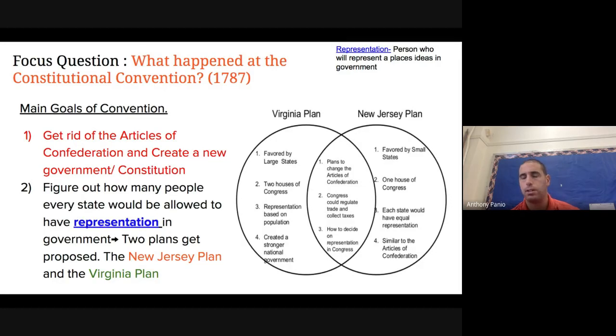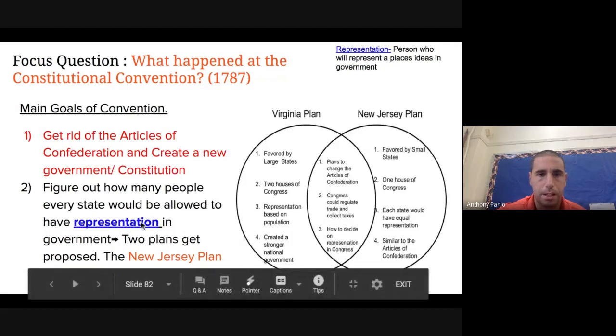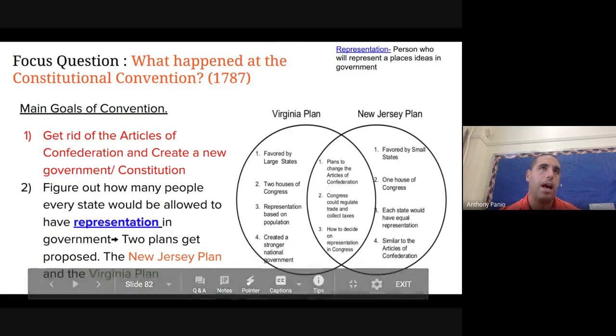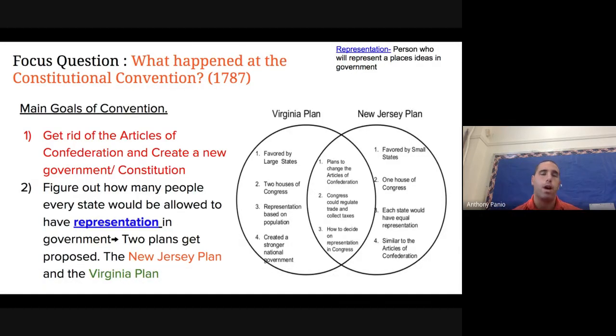Okay, they went into this a little bit, so I really want to clarify and make sure we're going over it. So even though you're not writing the second thing down, it is an important thing. They need to figure out how many people every state would be allowed to have in government. So how many representatives would each state have?